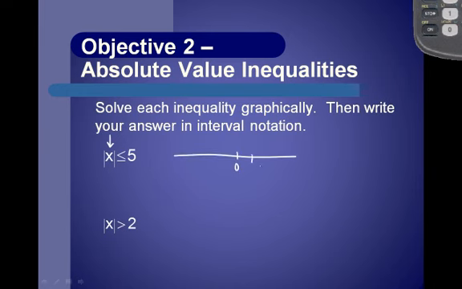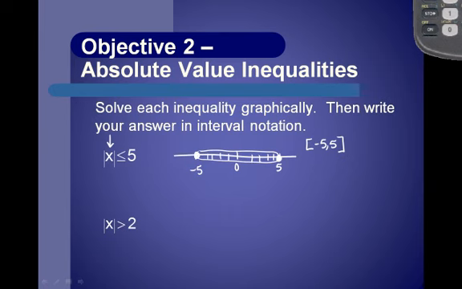Well, if this is 0, 5 places to your right is positive 5. 5 places to your left is negative 5. So all of the numbers between negative 5 and 5 have a distance from 0 that's less than 5. So the way we're going to write that is interval notation. Now because it's or equal to, we're going to shade both circles. And remember, interval notation, you start reading at the left, so it would be from negative 5 to positive 5 and all values in between.